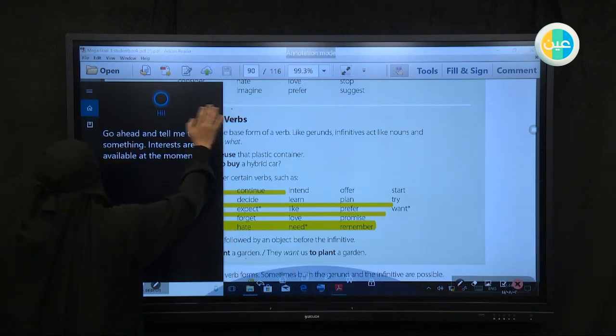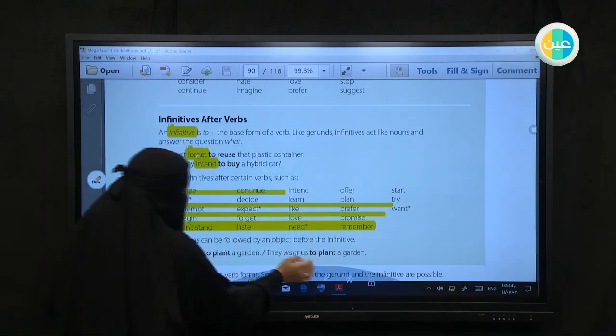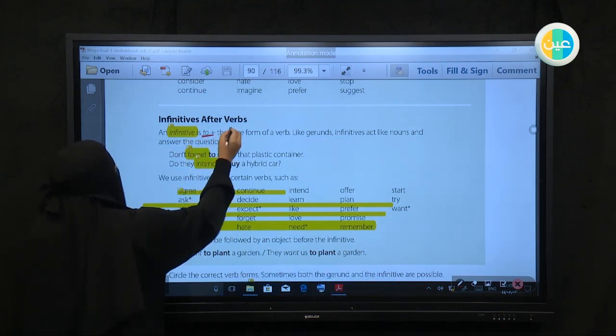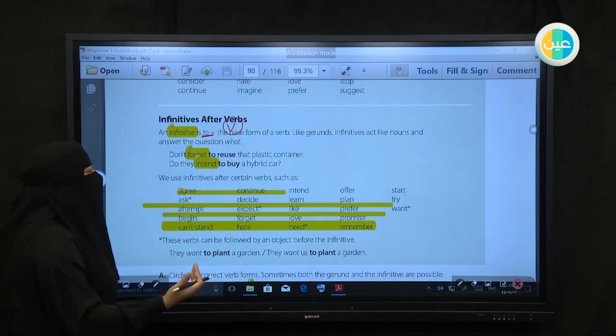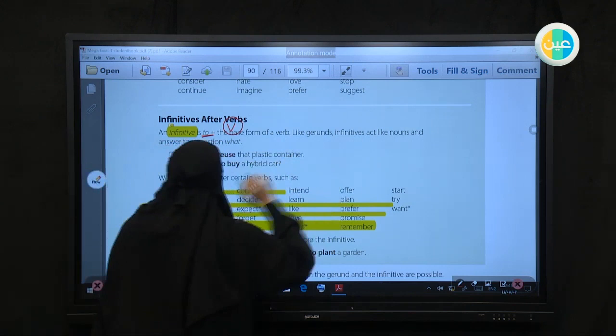Okay. Let's get out of here. All right, good. And then let's get our pen out. Good. So the infinitive is تستخدمي to plus the base form of the verb. Like for example, to play, to sit, to write. When do we use these? نستخدمها وبتجي هنا عندنا بعد الفعل الأساسي زي ما انت شايفة. And usually برضو نستخدمها زي الجيرند. They act like nouns, كأنهم أسماء ويجوا بعد الفعل ونستخدمهم في الإجابة على question what.